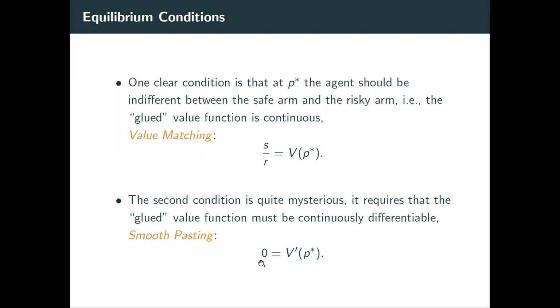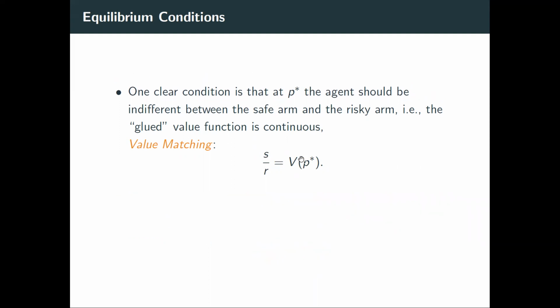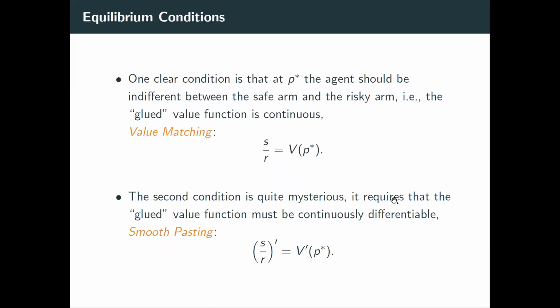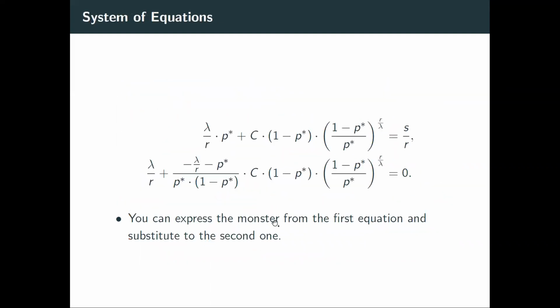So that's almost it, because we know this value function in general terms. So what we'll do, we'll just substitute P star instead of P, and we'll equate this at P star to S divided by R. And we'll equate the derivative of this with respect to PT at P star to 0. So these will be two equations. So let us do this. So these are exactly the equations.